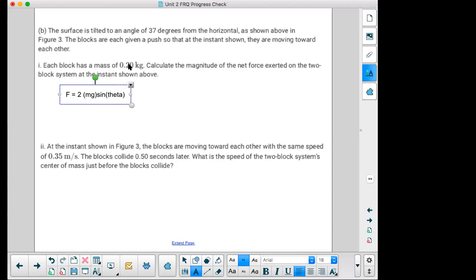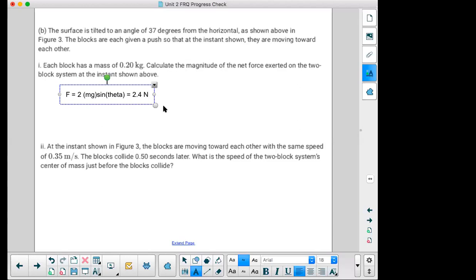So let's see if we can do this in our heads. 2 times 0.2 times 10 is 2, and 2 times sine 37, maybe I can't do that in my head, is 1 point something. What's 2 times sine 37? 1.3. Somebody tell me with a calculator. It is 1.2. Okay. That's 1.2 newtons each, right? So 2 times that is 2.4. There's the net force on the system. 2 mg sine theta is 2.4 newtons.